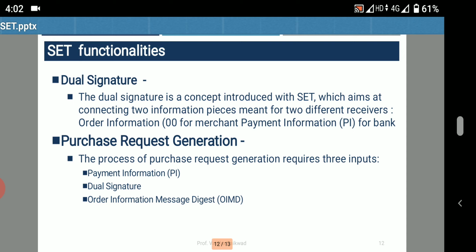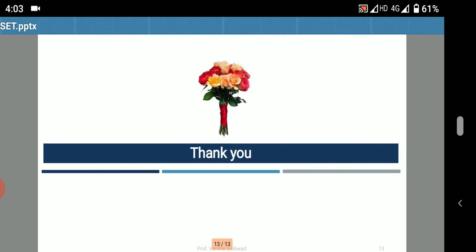Okay, understanding? Next is purchase request generation. The process of purchase request generation requires three inputs: payment information, dual signature, and order information message digest, OIMD.